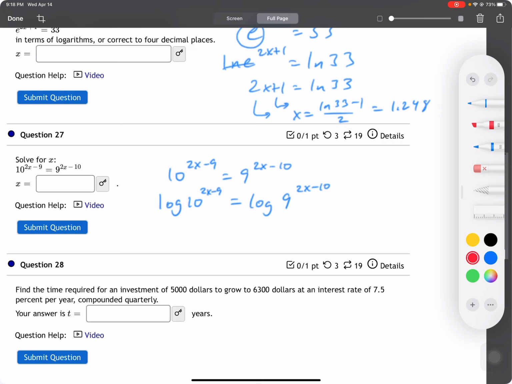What happens to the exponents? They get moved to the front, right? This is 2x minus 9 log 10, which is some decimal number, is equal to 2x minus 10 and then log 9.